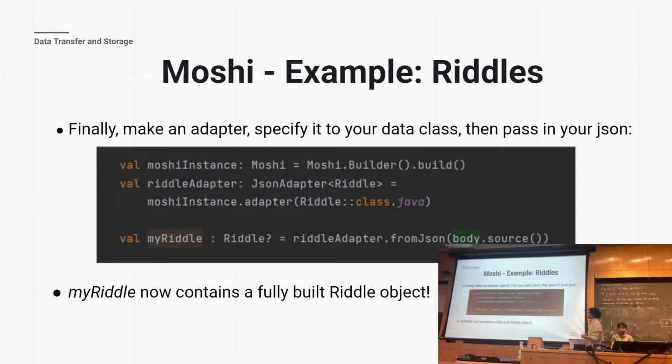Finally, what we need to do is to make an adapter to specify it to your data class and then pass in your JSON. So this is just the simple syntax for it. After all this basic standard code, with myRiddle, you can do myRiddle.title, and you will be able to actually get that information and then do whatever you need to do with it. Right? So myRiddle is now a fully built out data class.